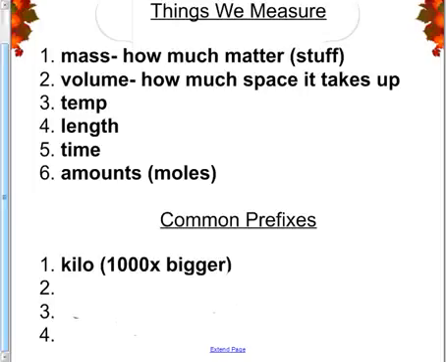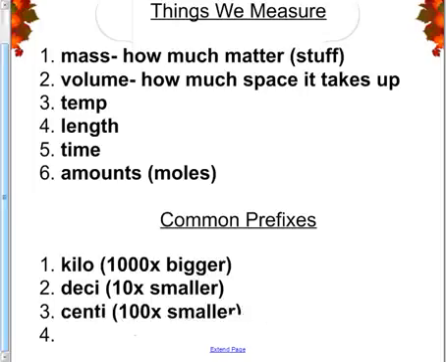The other prefixes that we want this year are all smaller. So deci is 10 times smaller. So a deciliter is 10 times smaller than 1 liter. Centi, for example, a centimeter is 100 times smaller than a meter. And then finally, milli is 1,000 times smaller.